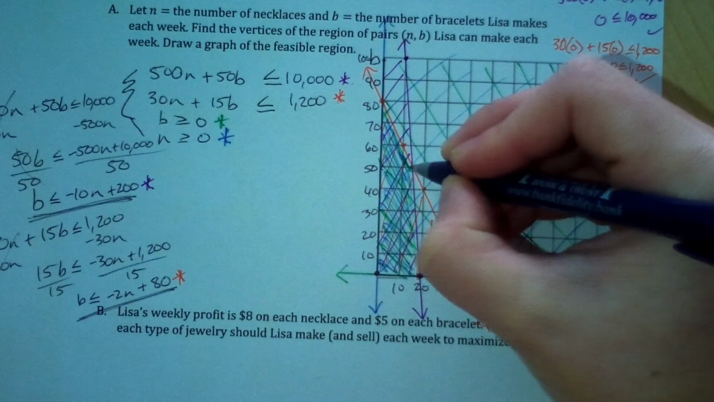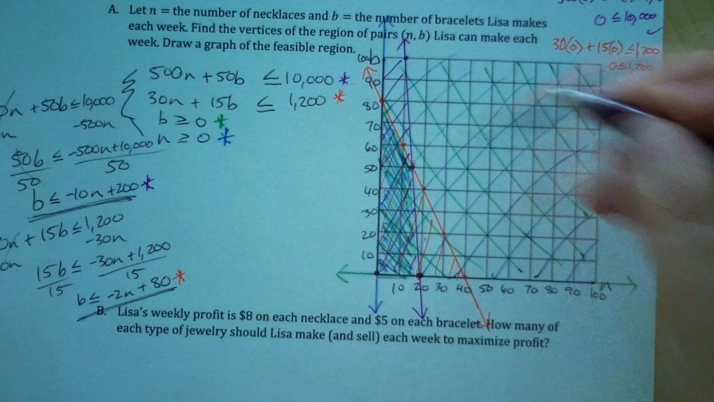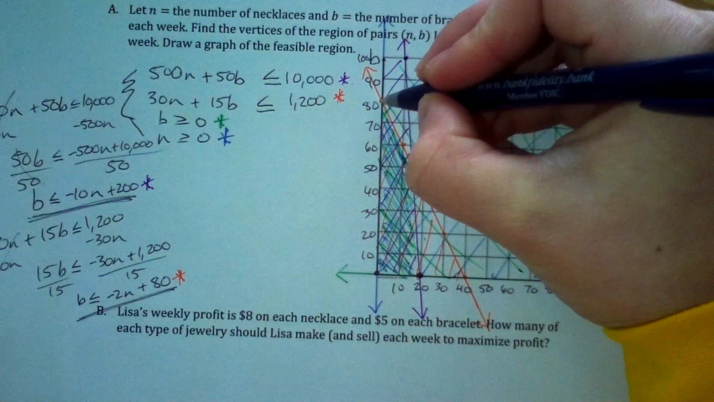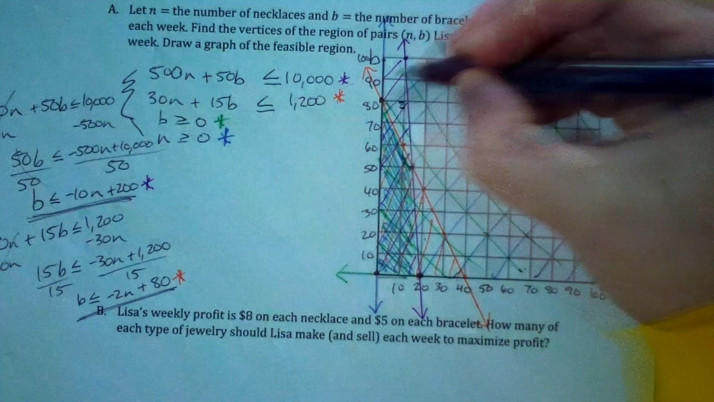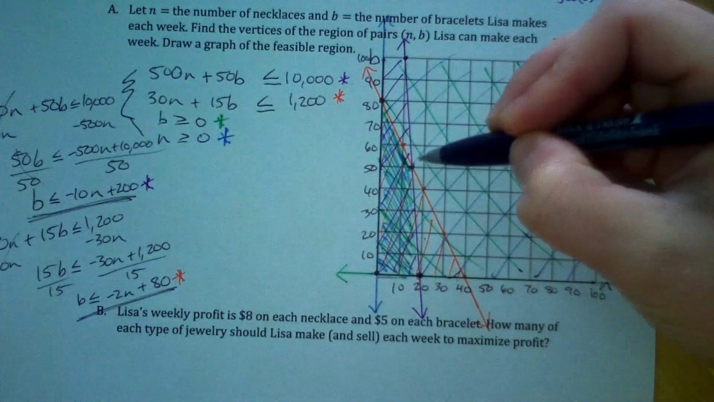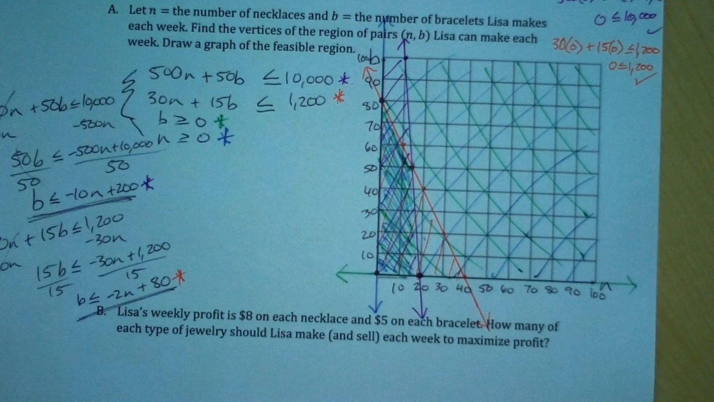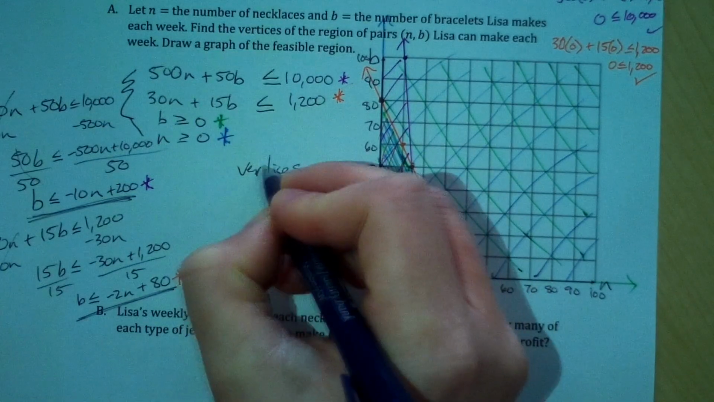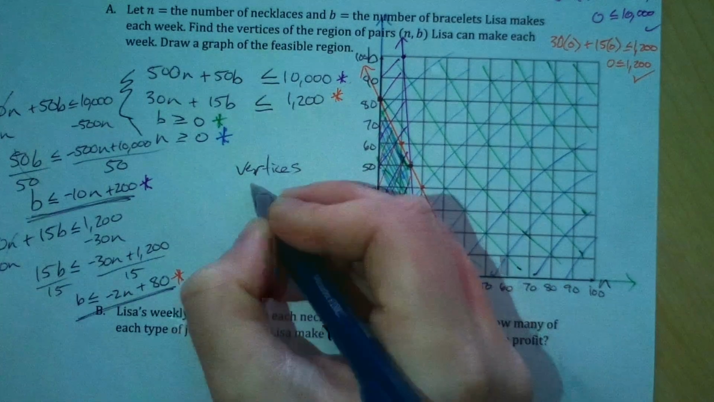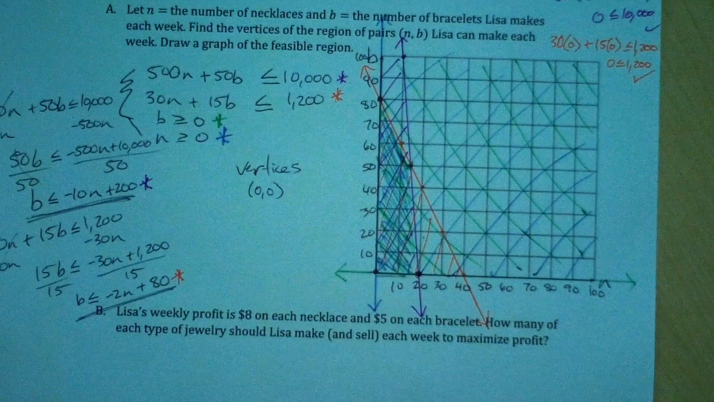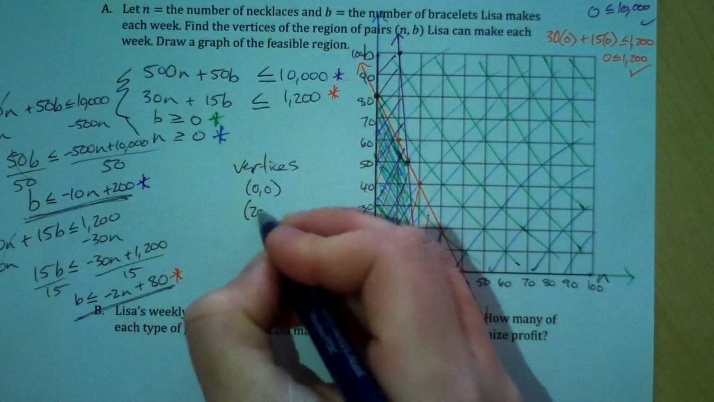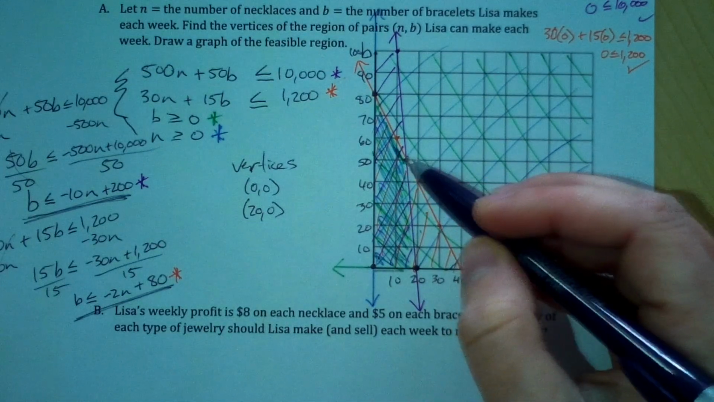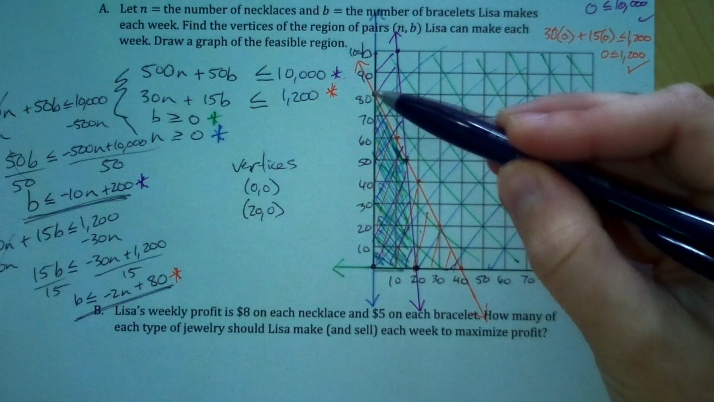I'm going to start by making a little equation here for profit. Profit is equal to, for every necklace we get $8, so 8 times our number of necklaces, N, plus every bracelet we sell is $5, so 5 times our B. Then you take these vertices that we had up here, plug them into those spots, and your goal is to figure out which of those has the highest profit.